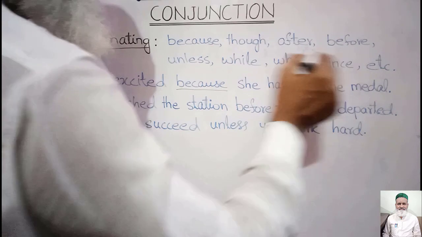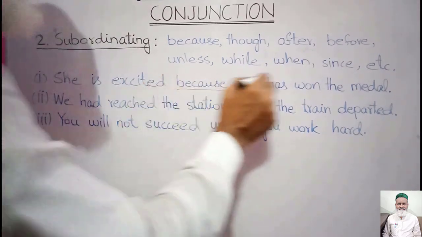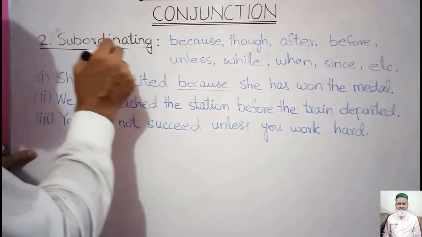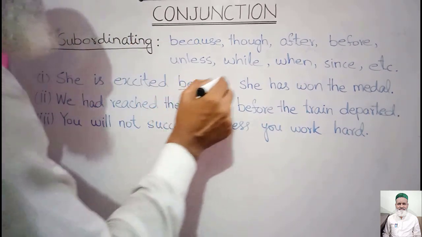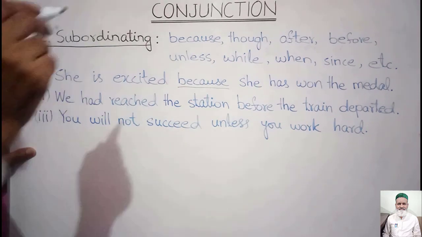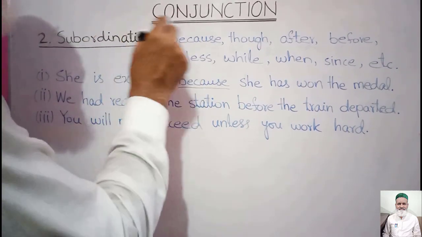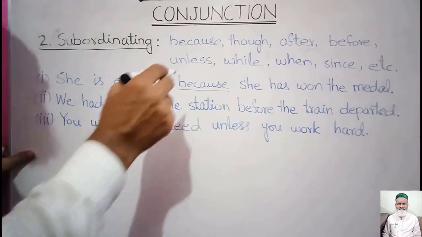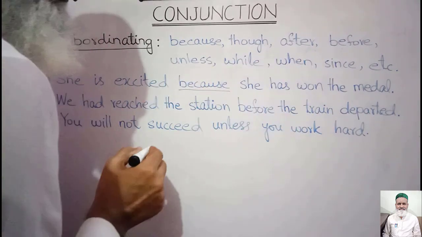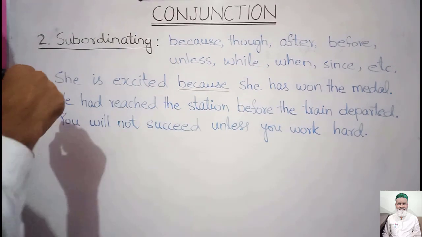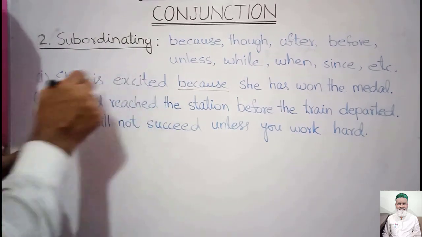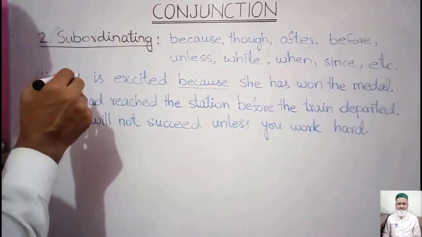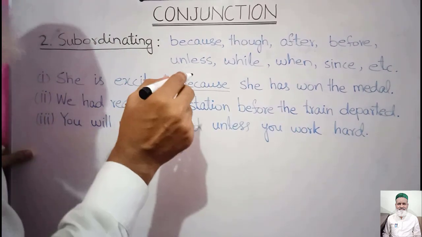Whereas because she has won the medal, it cannot stand by itself, it cannot stand without this independent clause. So subordinating conjunctions make the clause dependent. The clause that comes after a subordinating conjunction is a dependent clause, or a subordinating clause, whereas the other clause is the independent or main clause. So subordinating conjunctions join dependent and independent clauses.